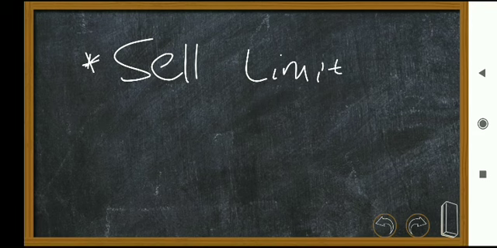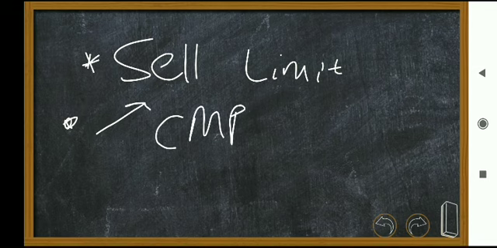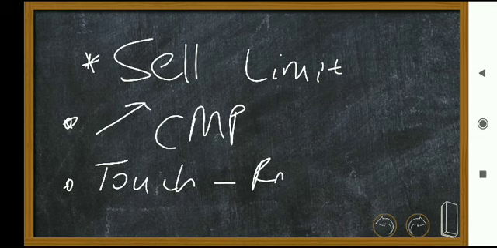The sell limit is set above the current market price, and the same, price has to touch and reverse. Price has to touch and reverse. Those are the requirements. So all these orders are set with price. And let's categorize them.